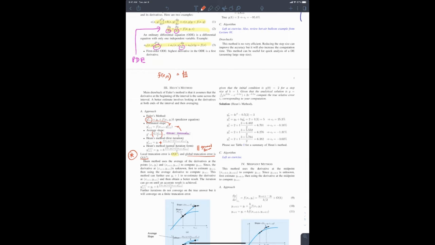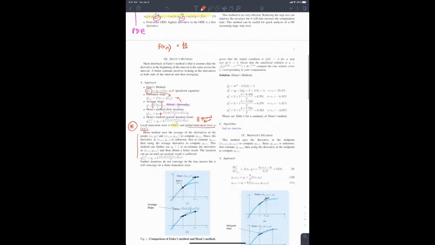It is, in the textbook, global truncation error. I was thinking that when you compute this for many points, maybe. Anyway, I will clarify that when we revisit this when we are doing the homework. So, I will clarify that at that point.